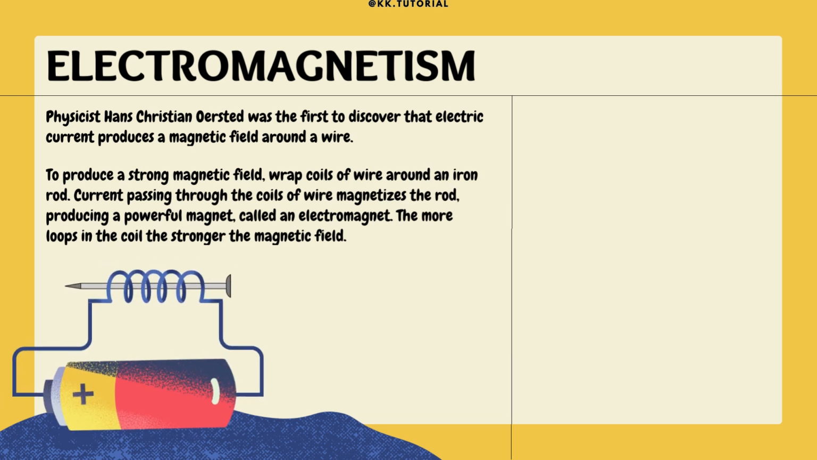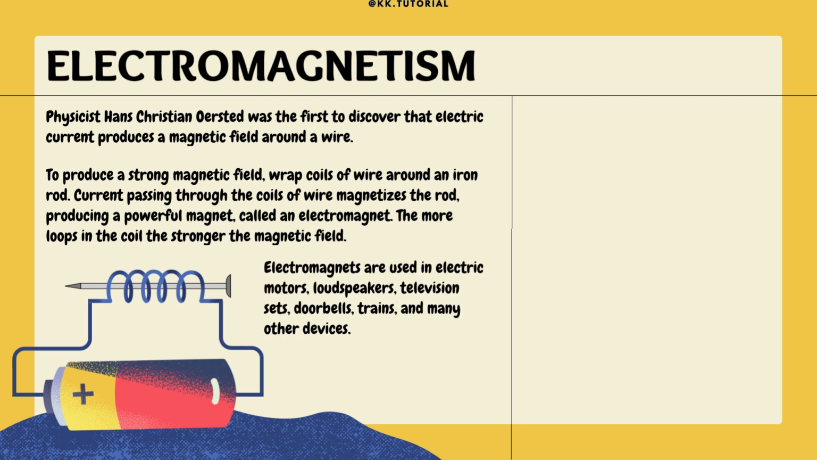Wrap coils of wire around an iron rod. Current passing through the coils of wire magnetizes the rod, producing a powerful magnet, called an electromagnet. The more loops in the coil, the stronger the magnetic field. Electromagnets are used in electric motors, loudspeakers, television sets, doorbells, trains, and many other devices.